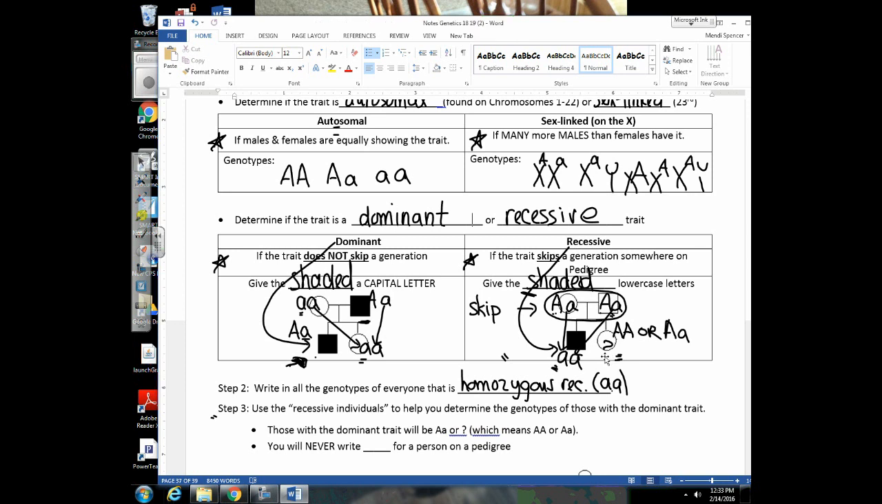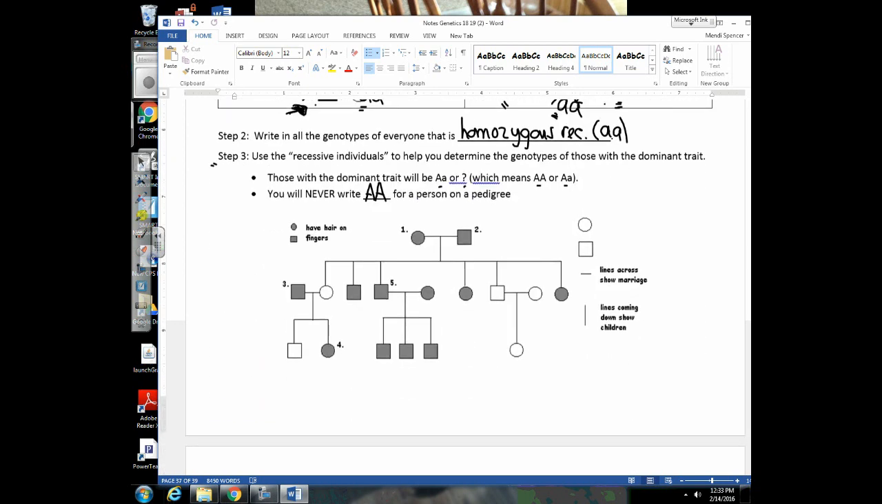Notice I just went back, and for the individuals with a dominant trait, we indicated they were big A, little a, or we had to put a question mark, which means they're big A, big A or big A, little a. You will never write for sure that someone is big A, big A on a pedigree, because there's no way that we can be certain that they're big A, big A. They could have a big A, little a. It's just that we never see that little a trait develop because it's a rare allele. So we will never write big A, big A on a pedigree.